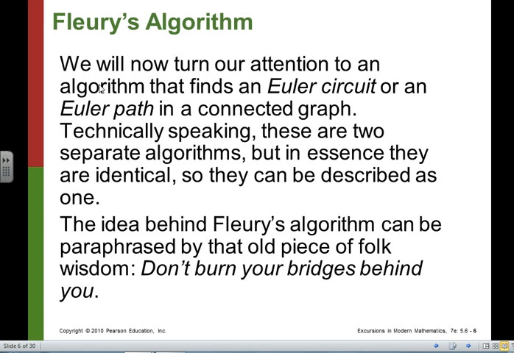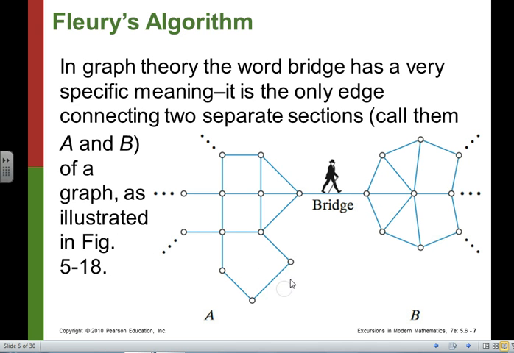So here we go. We will now turn our attention to an algorithm that finds an Euler circuit or an Euler path in a connected graph. All right, so that's what we're trying to do. And we're not going to burn bridges. Because if I walk across the bridge and I'm not done on this side, then it's not going to work.